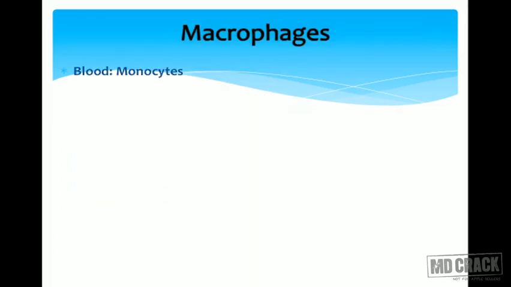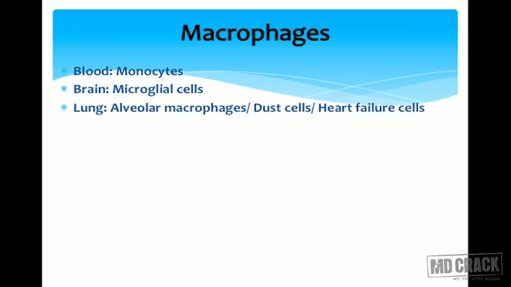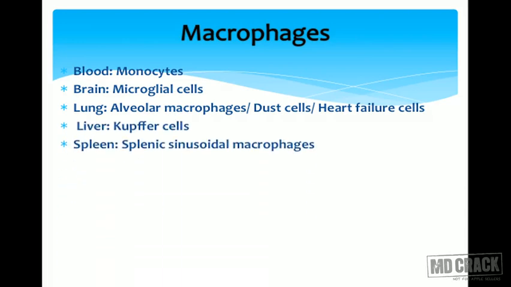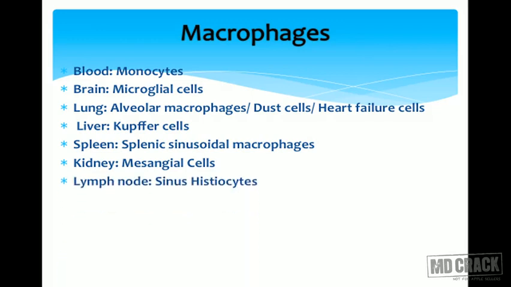You should remember the different names of macrophages. In the blood we call them monocytes. In the brain we call them microglial cells. In the lung we call them alveolar macrophages or dust cells, or heart failure cells in a patient with congestive heart failure. In the liver we call them Kupffer cells. In the spleen we call them splenic sinusoidal macrophages. In the kidney we call them mesangial cells, which secrete the mesangial matrix. In the lymph node we call them sinus histiocytes.